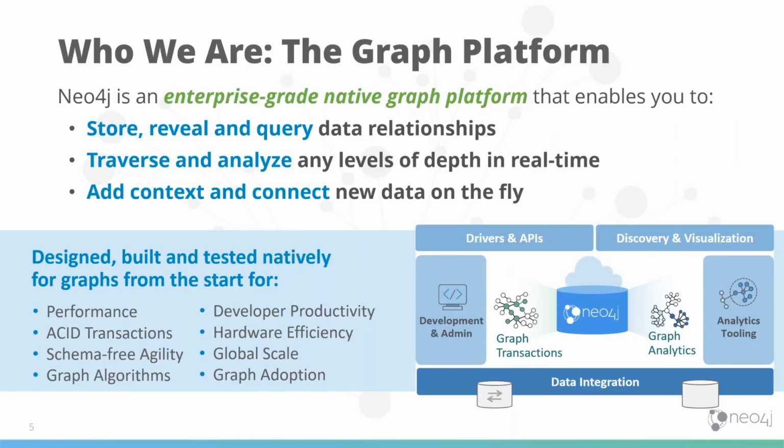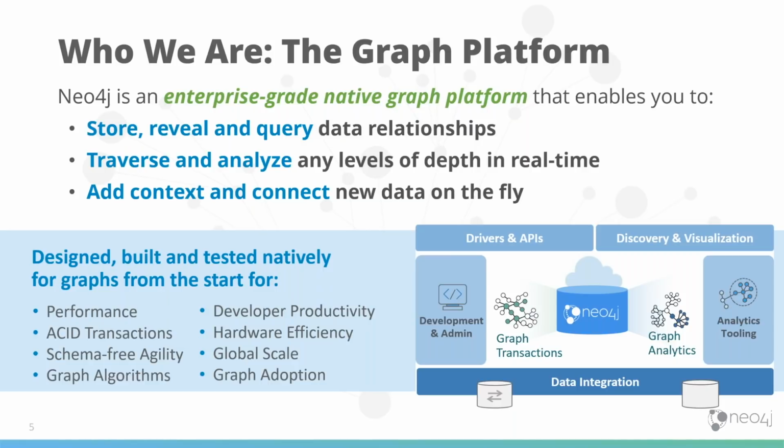So really great adoption of Neo4j, and the reason why is because at our core, we deliver a native graph platform that helps you reveal how your data might be connected and then store, query, and operationalize that information. And what it helps you do is set context for all kinds of different applications on this graph transactions side of our platform diagram here.